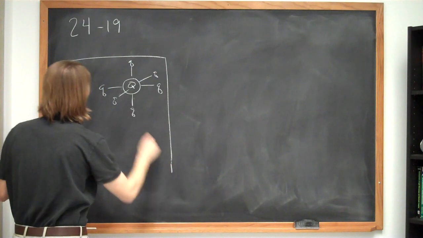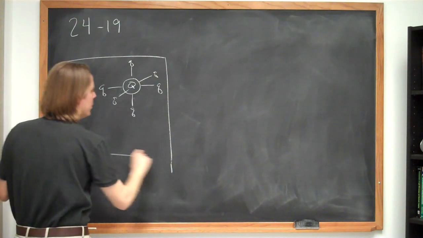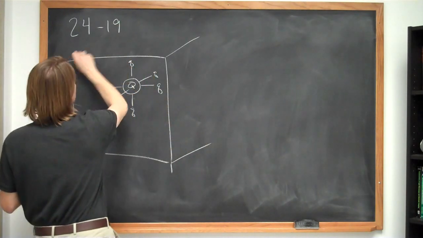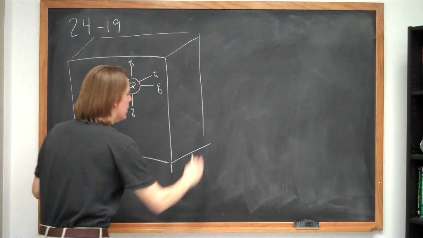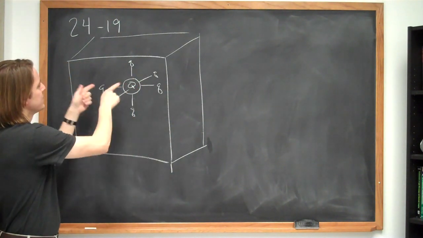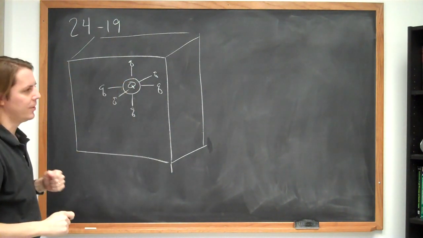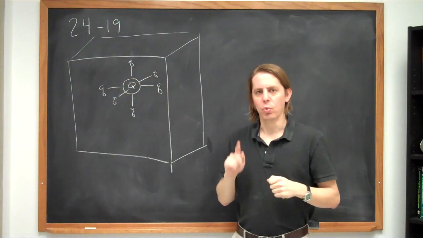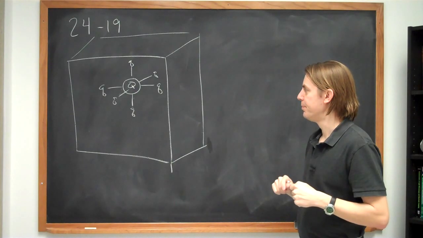So I can attempt to draw, and you should look in your book for a good drawing of it, but it looks something like this. And the main point is that this is at the center. Each one of these is pointing evenly towards the face. And the question is, what is the electric flux through one of the sides of the cube?